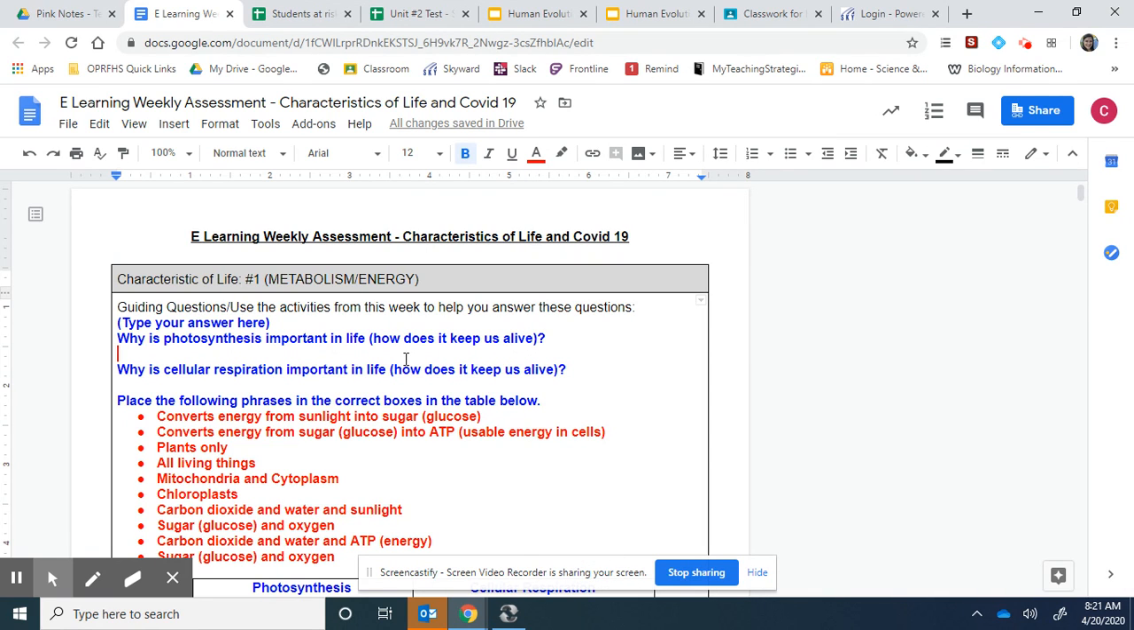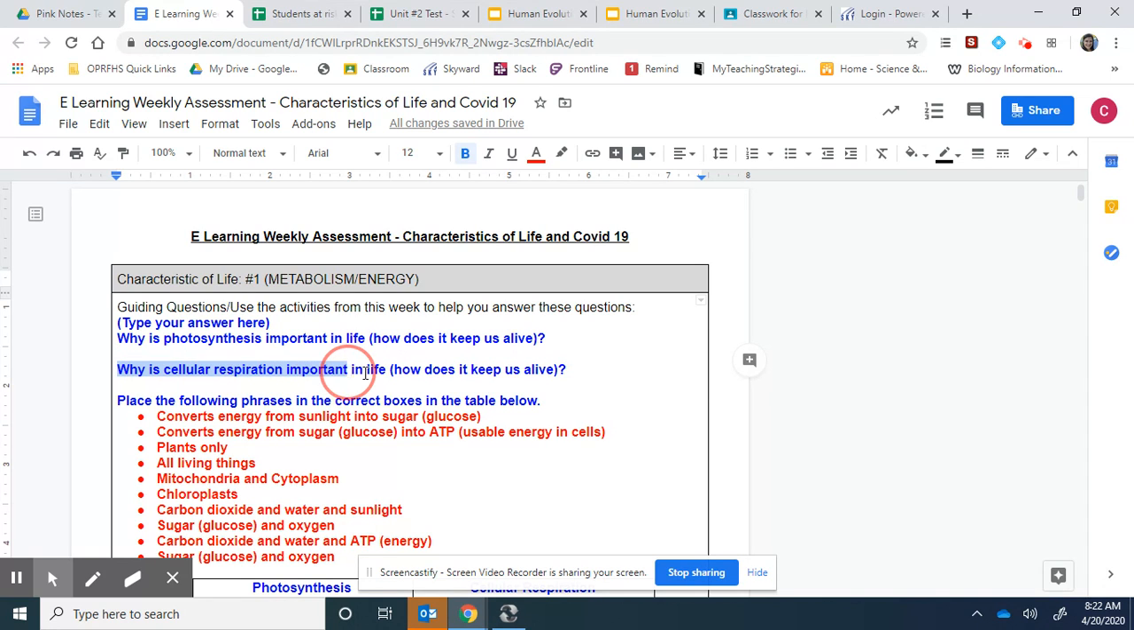Your answer might be somewhere along the lines of photosynthesis converts energy from the sun into sugar or food. Or you could say photosynthesis gives us the oxygen that we breathe. I would make sure to add as much detail as possible. Then you're going to go to the next question.